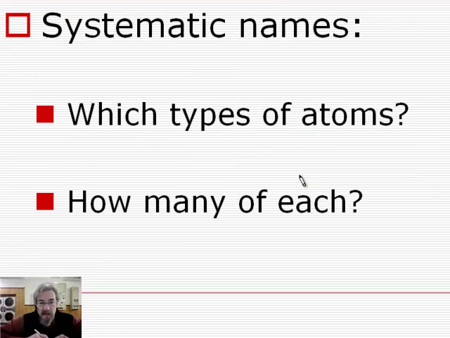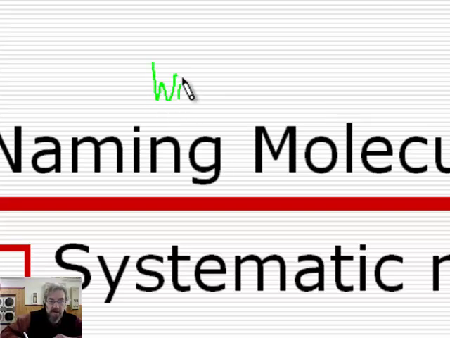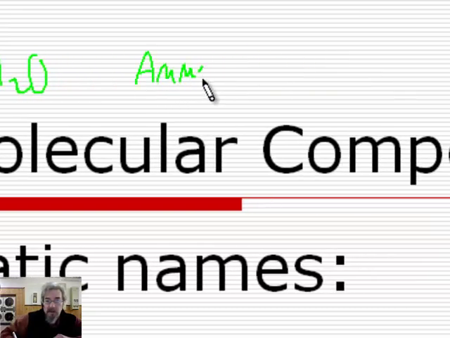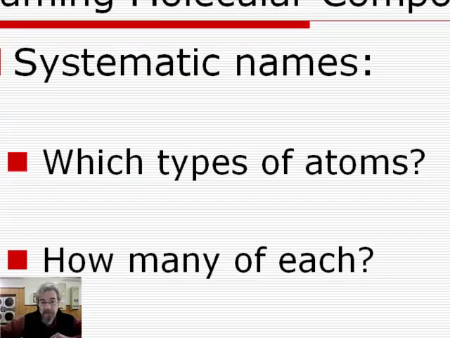Systematic names, however, are the kinds we're going to mostly rely on. There are two trivial names that we'll use pretty often. One of the trivial names that we'll use is water. Of course, everybody knows that water is H2O. The other trivial name that we'll use is not as common: ammonia. Ammonia is NH3. Other than those, we're probably going to use systematic names almost all the time.